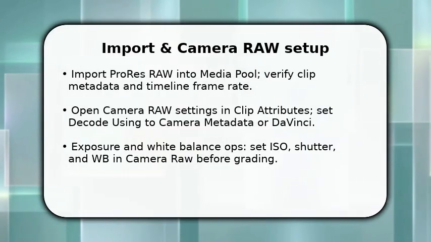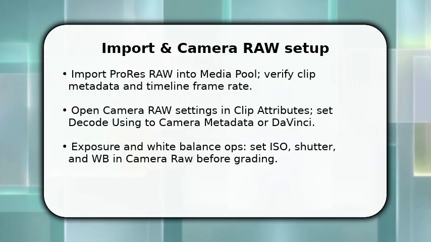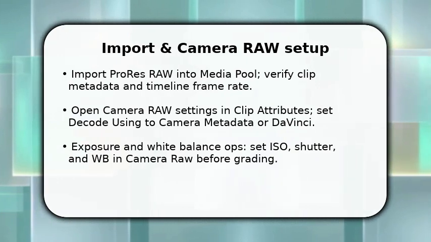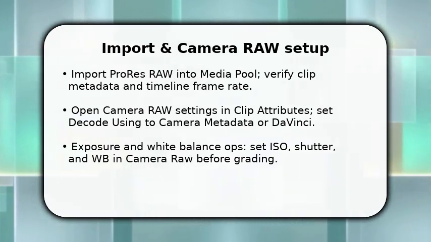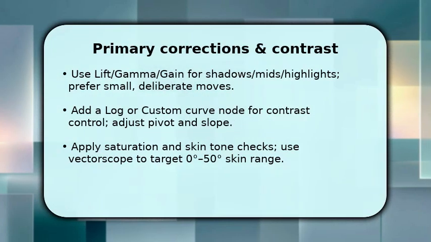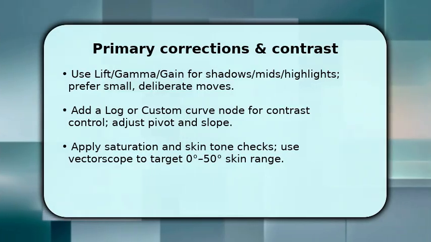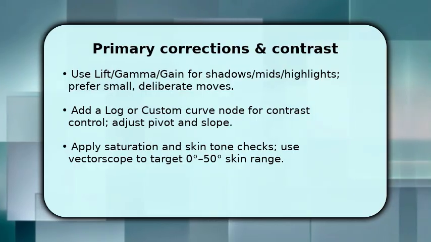Once those base corrections are set, make a new node in the color page and label it base exposure. This creates a non-destructive foundation for all subsequent creative work. Now go into primary corrections. Use lift for shadows, gamma for midtones, and gain for highlights. Make conservative adjustments so you keep RAW headroom.